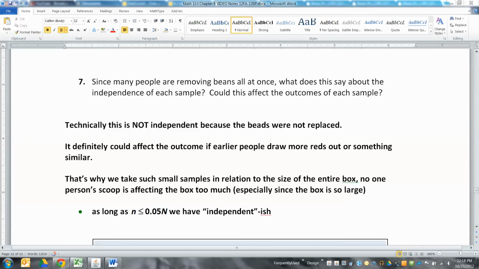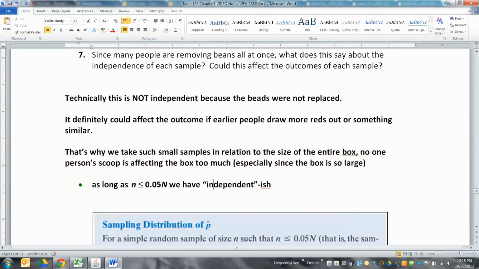So let's pick up right here where we left off, namely that we have independent-ish. What's happening is that, yes, when you take a scoop out of this large box, it affects what's left for everybody else to scoop, which automatically means it's not independent. However, you're taking such a small scoop in relation to the number of beads in the entire box that it's close enough. You're not really having that big of an effect on it, right? So since you're not going to have that big of an effect, we'll just say it's approximately independent, right?